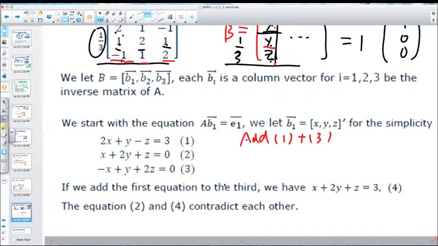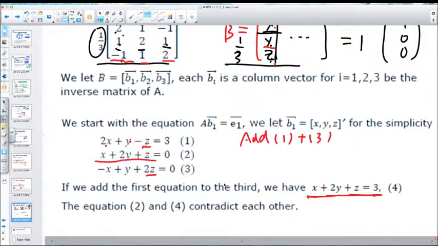What I get is 2x minus x is 1x. Y plus y is 2y. Negative z plus 2z is z. 3 plus 0 is 3. Well, I got the fourth equation, which is x plus 2y plus z equals 3.